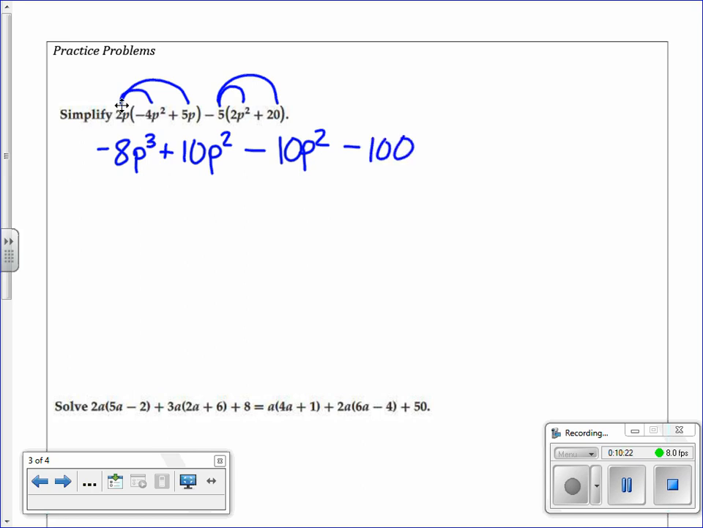Now, I have these like terms here in the middle, so that means I can go ahead and cancel those out. A positive 10p squared and a negative 10p squared cancel each other out. So the answer I end up with is negative 8p to the third minus 100.